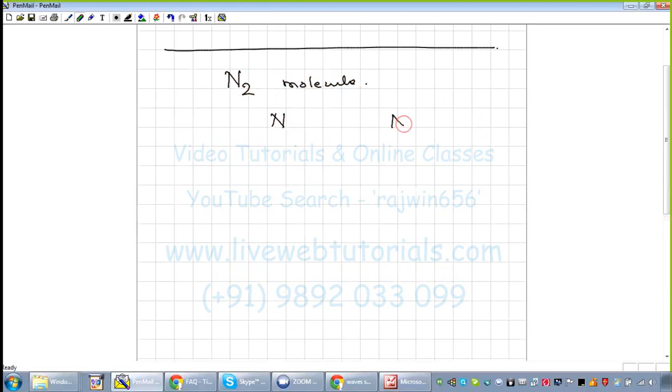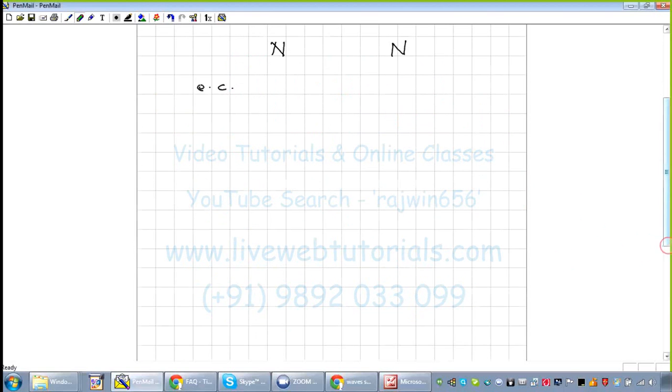So for both of the nitrogen atoms, the first thing that we are going to write over here is its electronic configuration. The atomic number of nitrogen is 7. Its electronic configuration will be 2, 5. Now you can see the outermost orbit is short of 3 electrons. So therefore its valency will be 3. So 3 electrons from each of the nitrogen atoms are going to get shared.